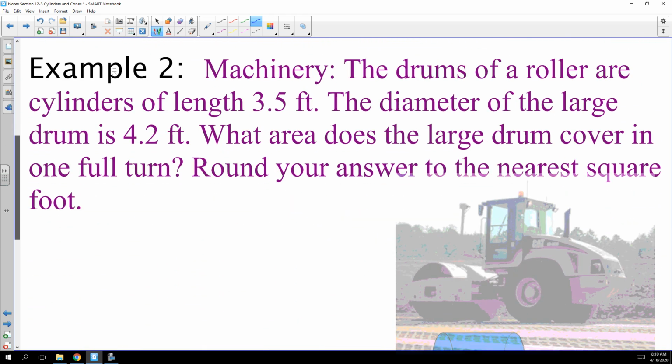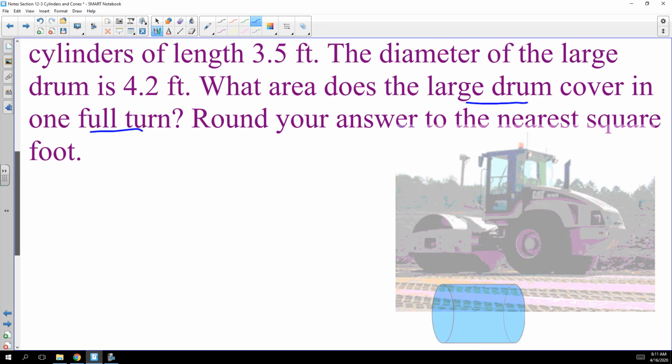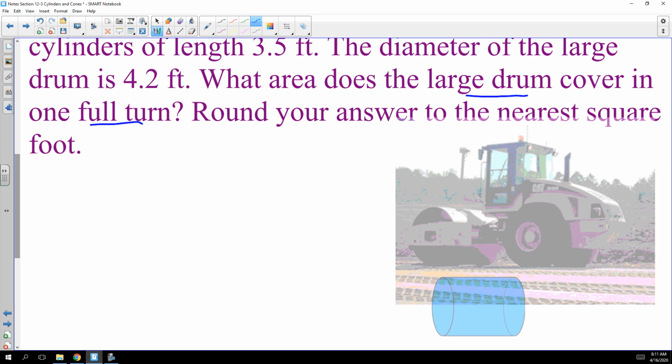All right, next one. The drums of a roller are cylinders of length 3.5 feet, and the diameter of the large drum is 4.2 feet. What area does the large drum cover in one full turn? You have a visual aid right here to help you understand what we're talking about. Imagine almost like a paver on the street that would be rolling out the tar or pushing it down to smooth it out a little bit.